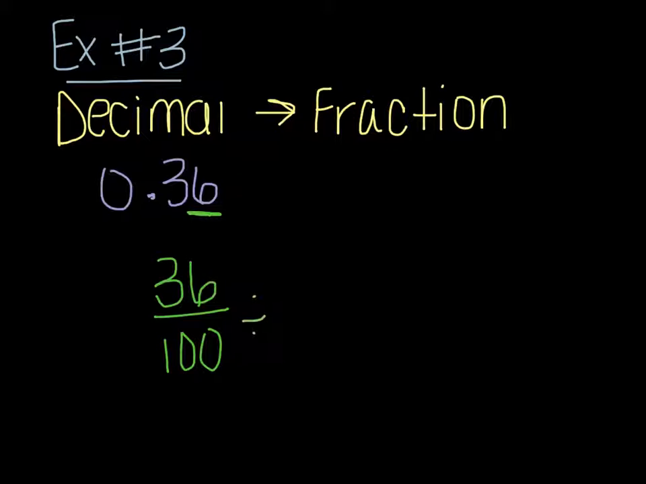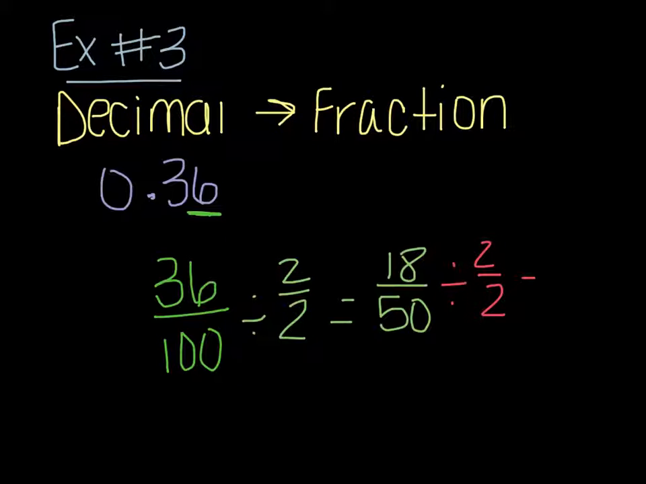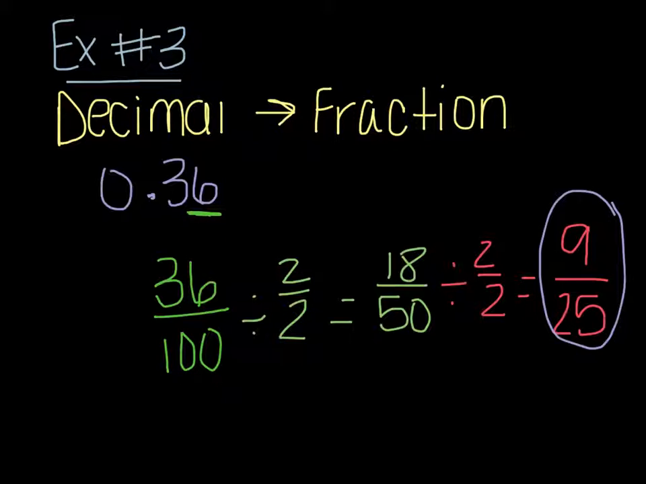So I'm just going to go ahead and do repeated division. You could do finding the greatest common factor and do it that way. I'm going to do repeated division. So I'm going to divide them both by 2. Okay, 36 divided by 2 is 18. And 100 divided by 2 is 50. Then I can divide by 2 again because they're both even numbers. 18 divided by 2 is 9, and 50 divided by 2 is 25. And that's going to be as far as I can go, because 9 and 25 can't be divided by the same number. So my fraction is 9/25.